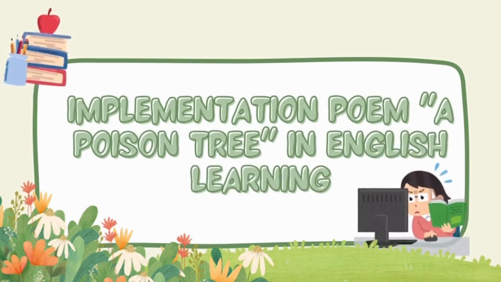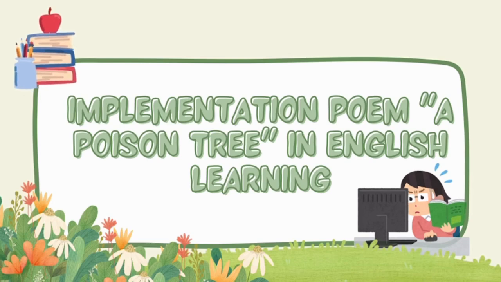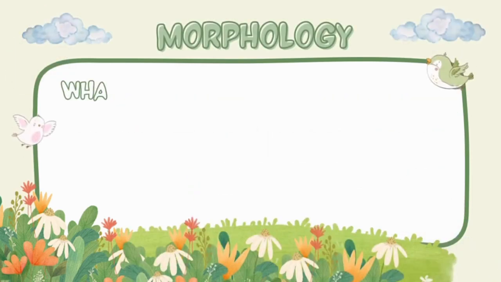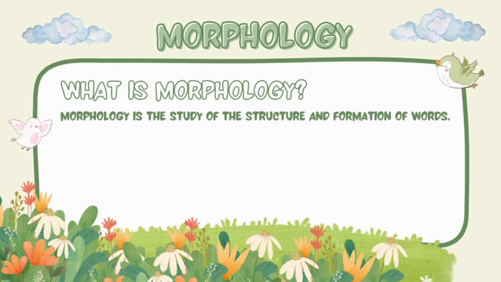Now, let's try implementing the poem A Poison Tree in English learning with Morphology and Pragmatics. So, what is morphology? Morphology is the study of the structure and formation of words. It focuses on how words are built from smaller units called morphemes, the smallest units of meaning or grammatical function in a language. So there are types of morphemes.